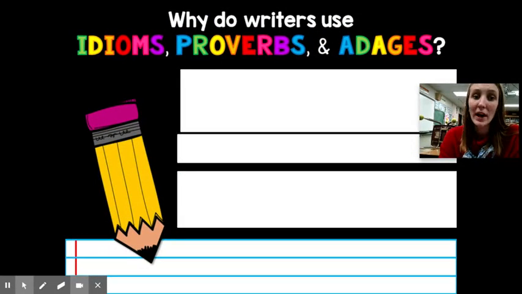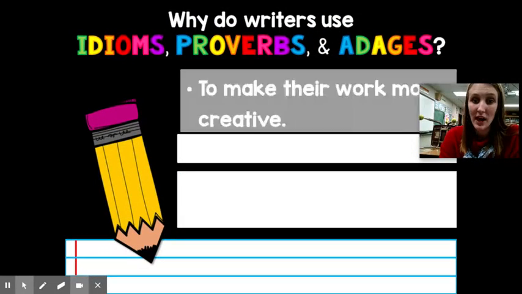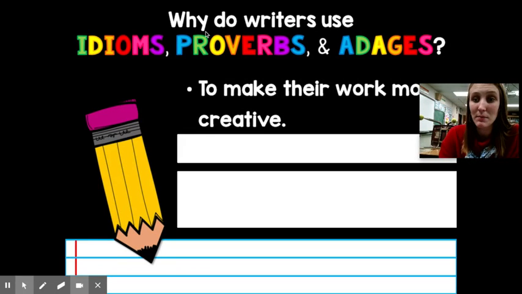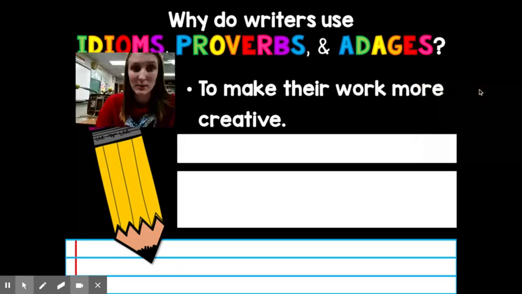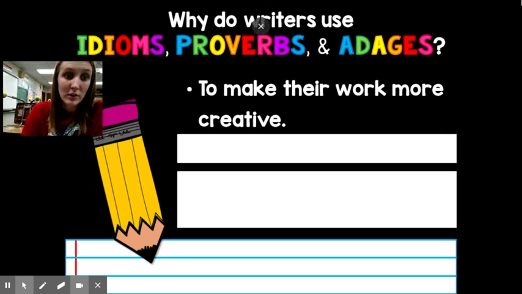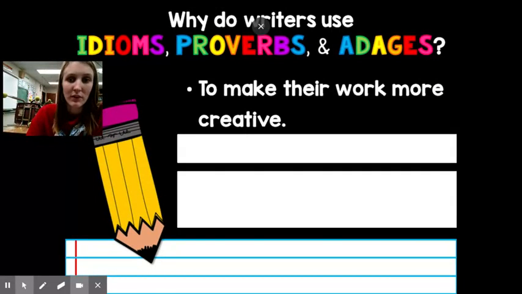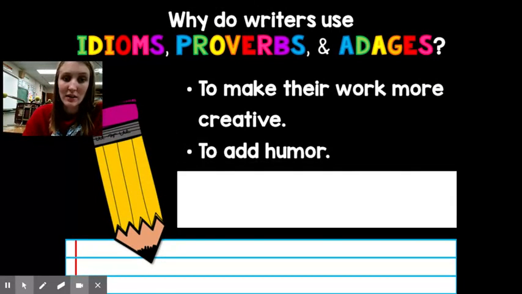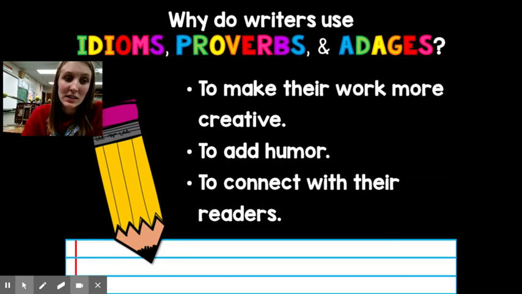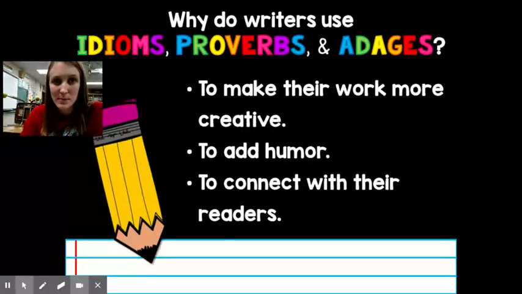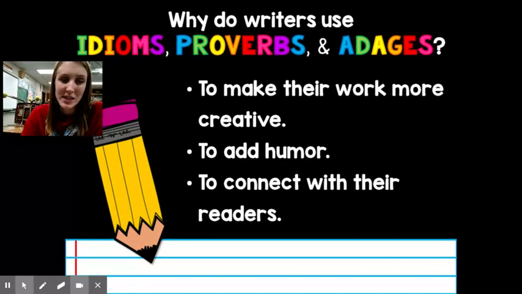Why did writers use idioms, proverbs, and adages? Well, it's the same kind of explanation as before when we talked about different figurative language. It makes their work more creative. A lot of the time it adds humor, and it's to connect with their readers. We say these idioms all the time, and so to say these phrases that someone's familiar with, it could be a way of connection.